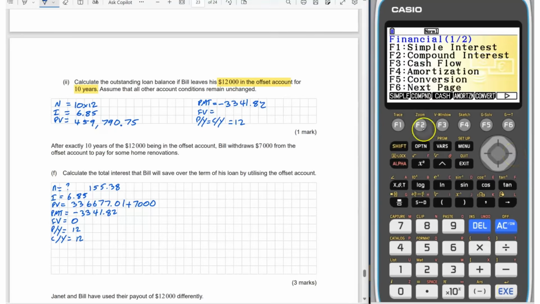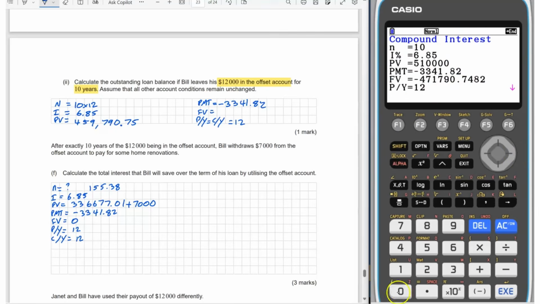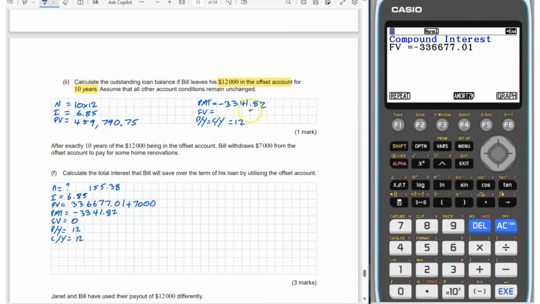All right, so it's 10 times 12. 6.85 doesn't change with the balance. The present value does though. It's 459,790 with that 75 cents. And the future value is what we're about to find. Okay, so it turns out that he has 336,677.01. So 336,677.